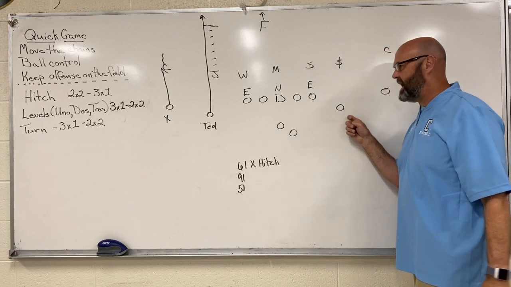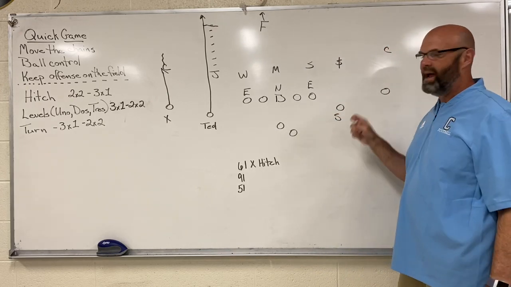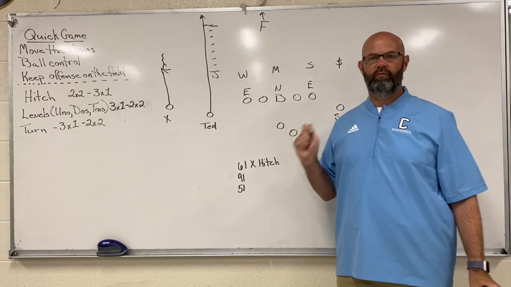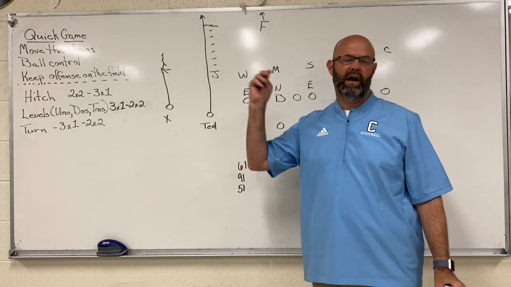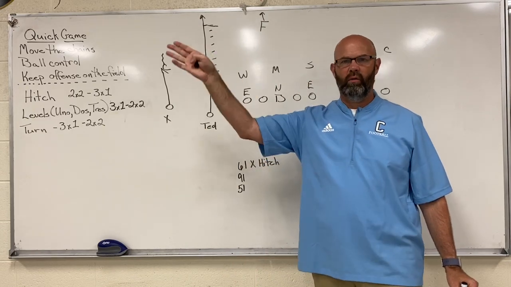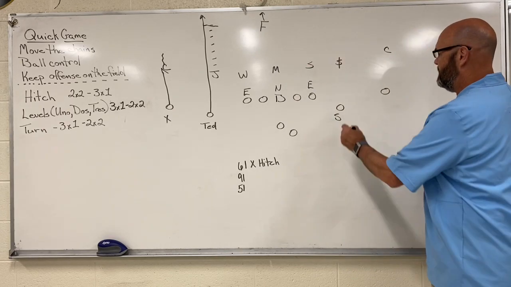Over here to the backside. The backside receiver, the S in this situation, has a locked vertical. He is running down the hash. He's not coming off the hash. He does not have a read. He's taking it all the way to the fence if he has to. And we want to influence the safety, possibly get him to come to us.